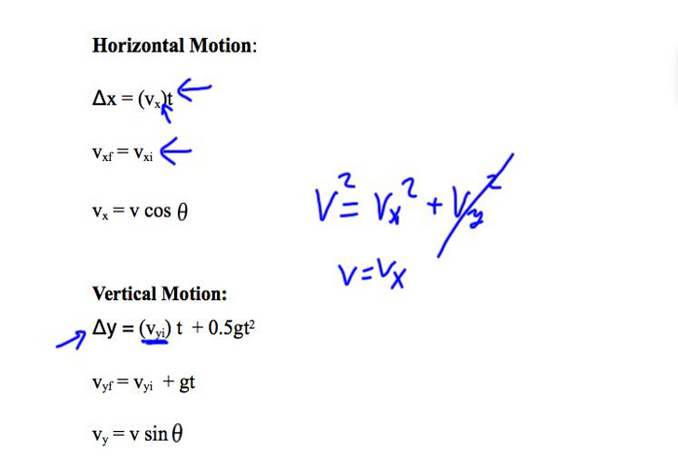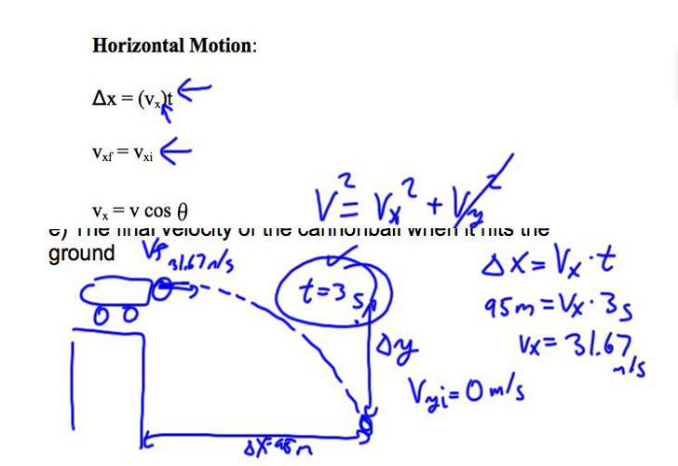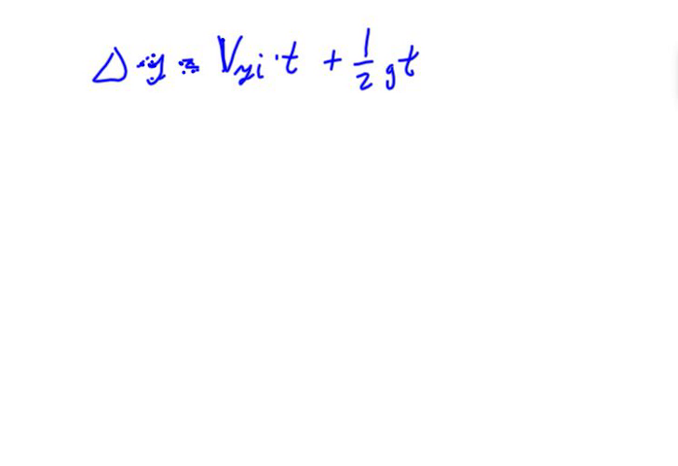So I'm going to go back and take that equation, and I'll just get some more room here. So delta y equals vyi times t plus 1/2 gt squared. We just said that vyi was 0, so this all cancels out. So that means delta y equals 1/2 times g, which is going to be negative 9.8 meters per second squared, times time squared. We said it was in the air for 3 seconds.